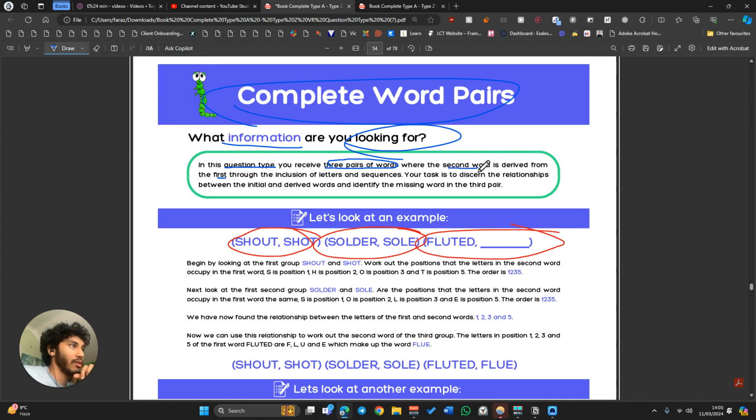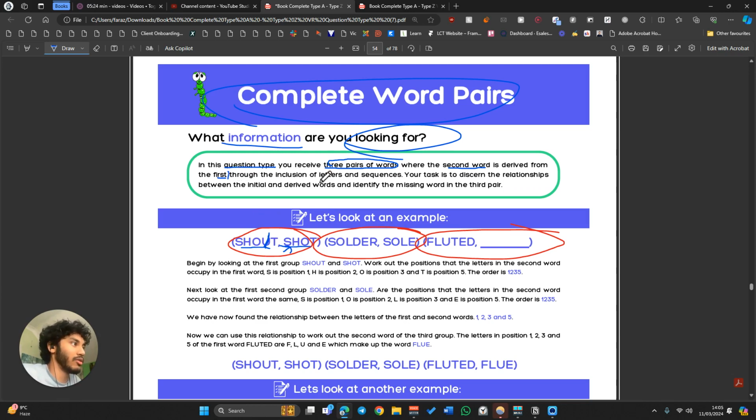Okay, so the second word, as in I think it's talking about this one, is derived from the first, meaning you get the second word from the first word, and I can already see what they mean here. Shot is the same as shout, but without the U, so I'm assuming that's what they're talking about. Let's carry on with reading the instructions.